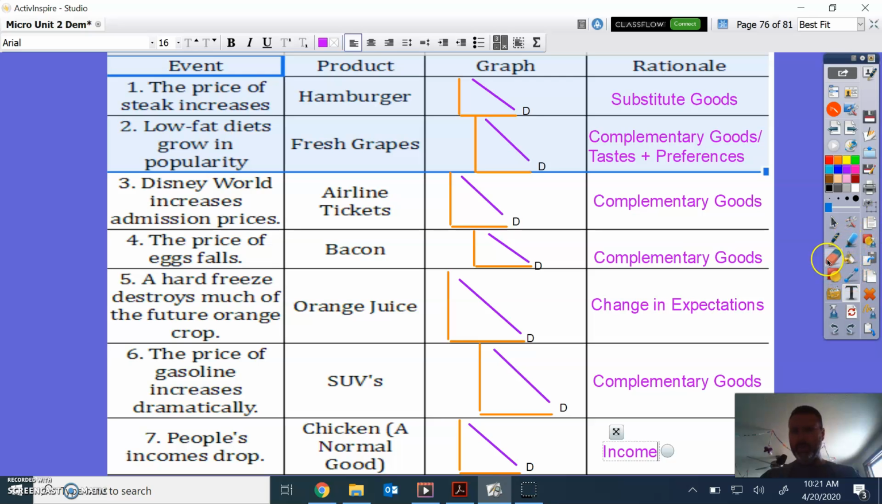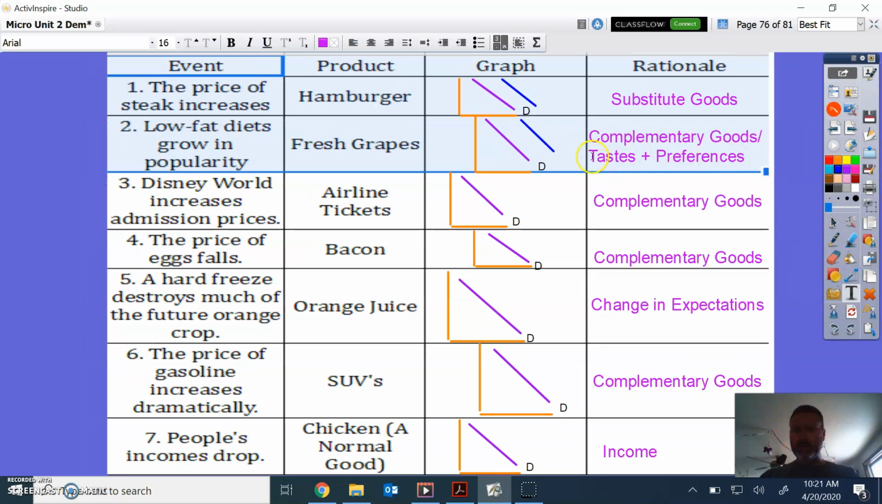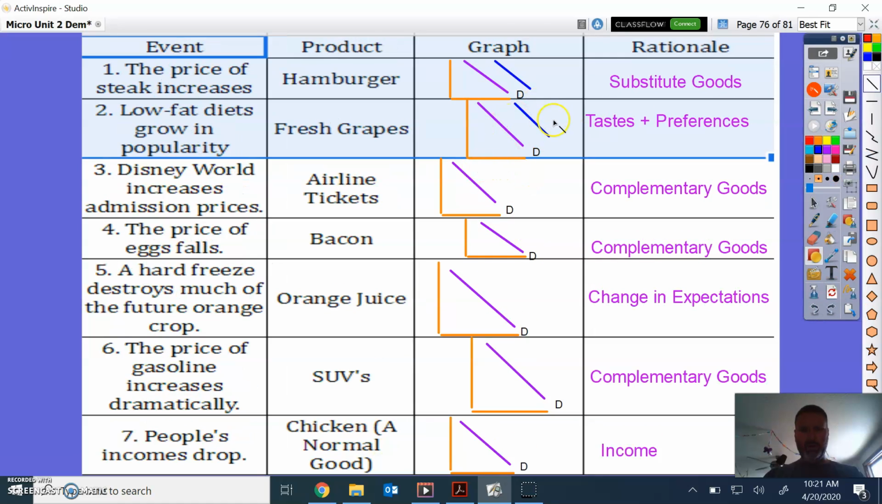So how do I show my shifts right here? Okay. I'm going to pick a new color here, blue. Oh, I love it. Okay, here we go. Price of steak goes up. People are going to buy more burgers. Out. Low-fat diets grow in popularity. Okay, they're much more popular at that time. Going to move out. In fact, let me do this real quick. After thinking about this a little bit more, okay, tastes and preferences is the best answer to put here. Okay, because we're not changing the price of something at that time. So I apologize for that, but that's probably the best answer right there. Okay, curve is moving out.